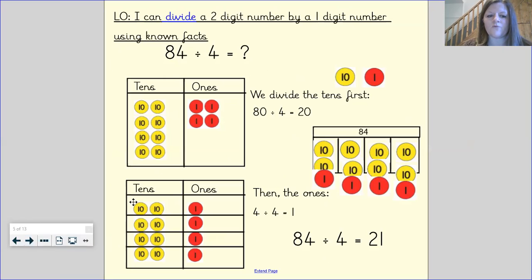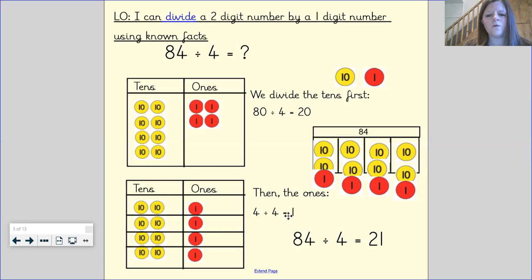There's nothing wrong with drawing a circle with a 10 in it and a circle with a 1 in it. So 84: I've got 8 tens and 4 ones. We divide the tens first. So we've got 80 divided by 4. I split them into my 4 rows, and that leaves 20 in each section.